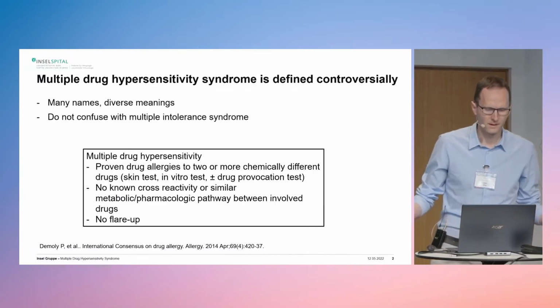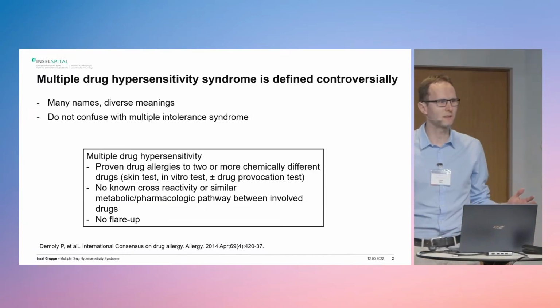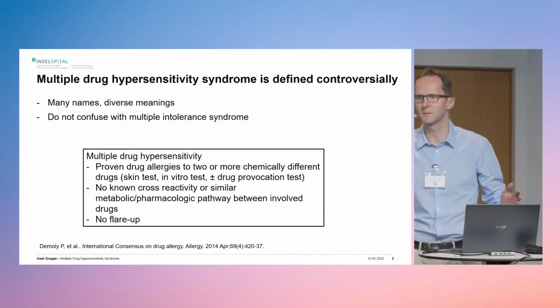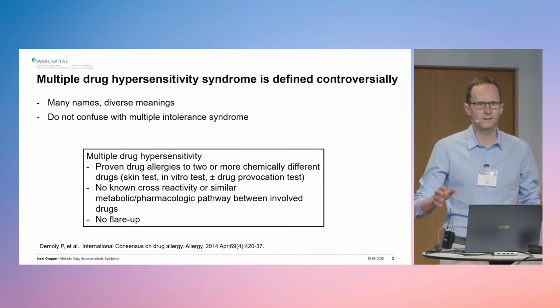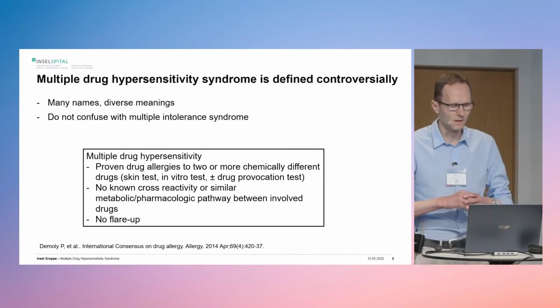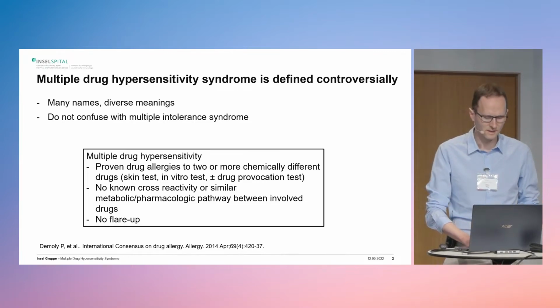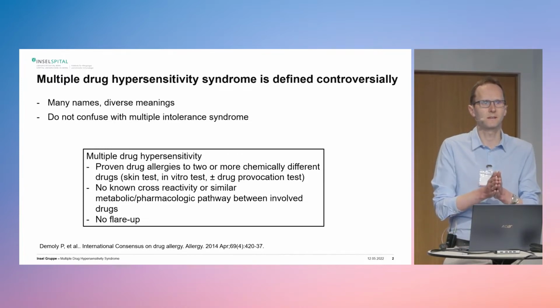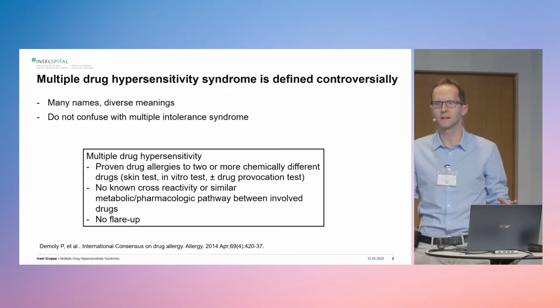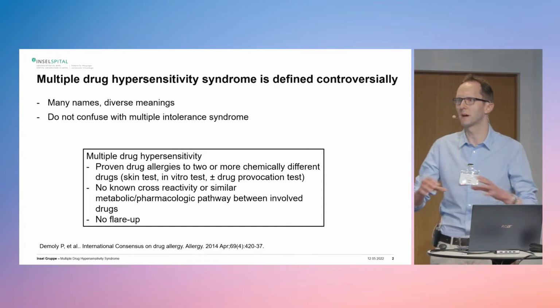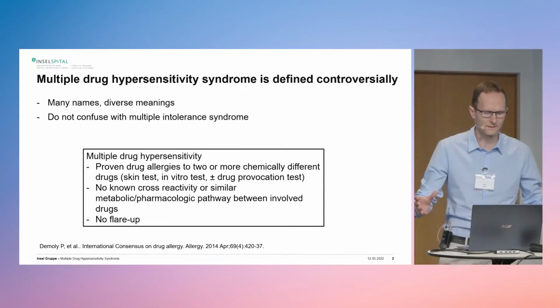There are a lot of names in the literature, like multiple intolerance syndrome, multiple chemical sensitivity, and so on. It's really important that you do not confuse these with multiple drug hypersensitivity. As you see here in the definition, multiple drug hypersensitivity is about real proven allergy to two unrelated drugs that are not associated by cross-reactivity, by pharmacologic effect, and so on.